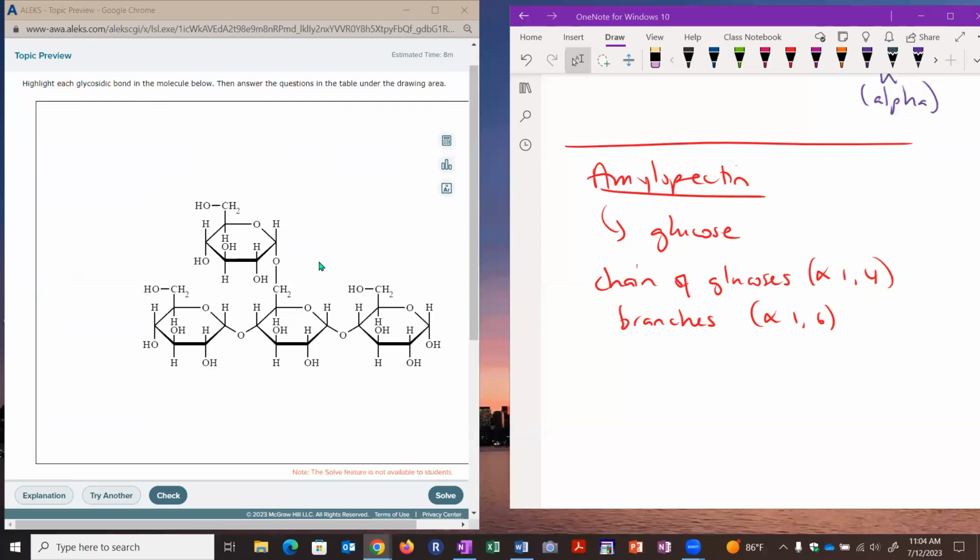So let's back up here. We can highlight the glycosidic bond. So the 1,4 glycosidic bond is this one. The 1,4 glycosidic bond is that one. So these make up the chain, and then the 1,6 would be here connecting carbon 1 to carbon number 6.